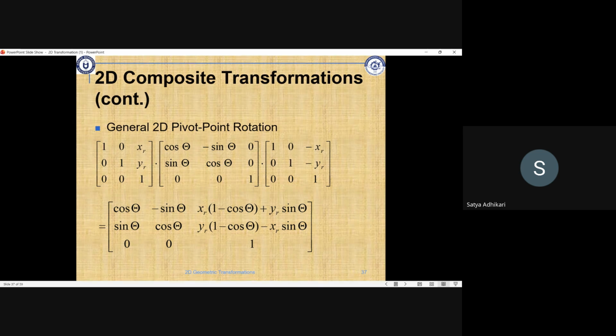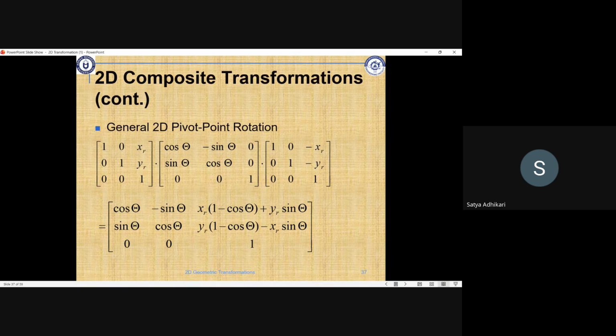And the second, the rotation matrix: you see cos theta, minus sin theta, 0; sin theta, cos theta, 0; 0, 0, 1. This is the rotation matrix. So now rotation is done. But the third one is the inverse translation, minus XR and minus YR. That is the opposite sign of the translation. The TX and TY, or X and Y, have the opposite sign of the original. And if we multiply this, you will get the final result.